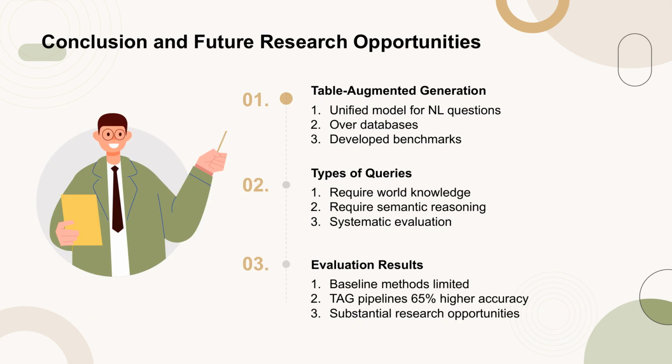In this study, the authors propose table-augmented generation, TAG, as a unified model designed to answer natural language questions over databases. They developed benchmarks to study two types of queries, those requiring world knowledge and those needing semantic reasoning capabilities. The systematic evaluation showed that baseline methods are insufficient for these tasks. However, handwritten TAG pipelines achieved up to 65% higher accuracy, indicating significant potential for future research in building TAG systems.